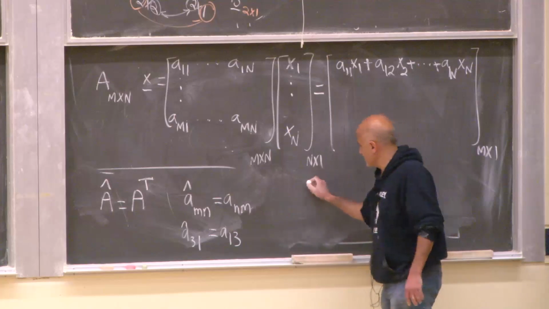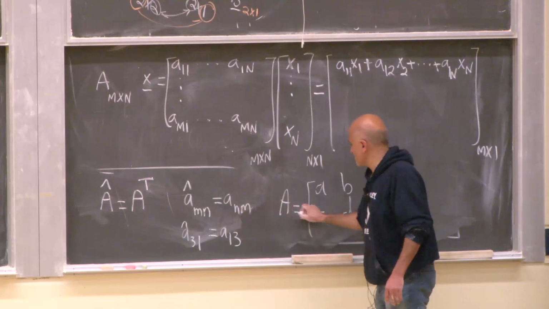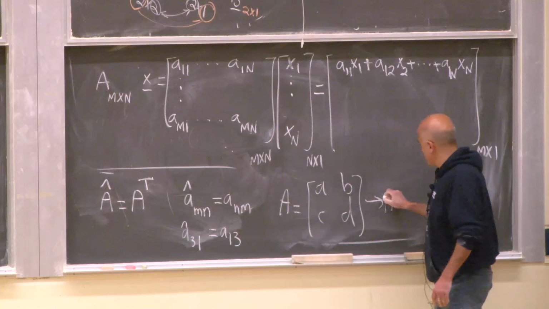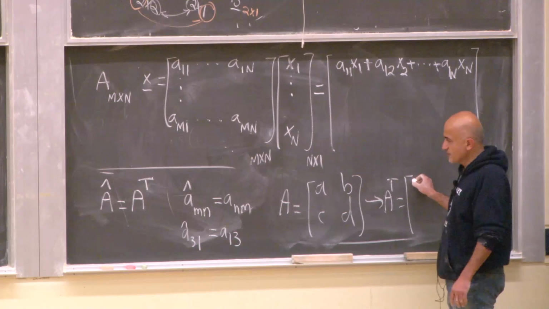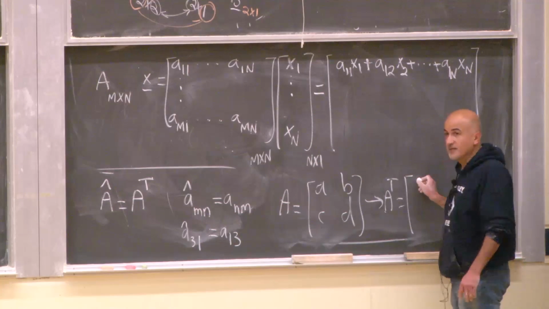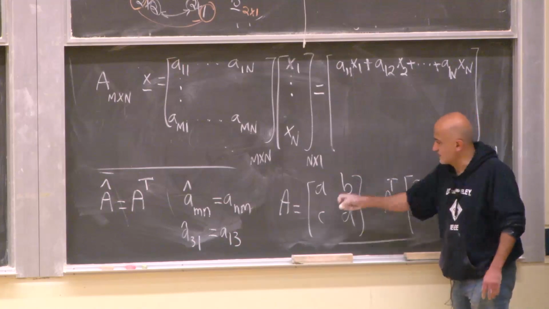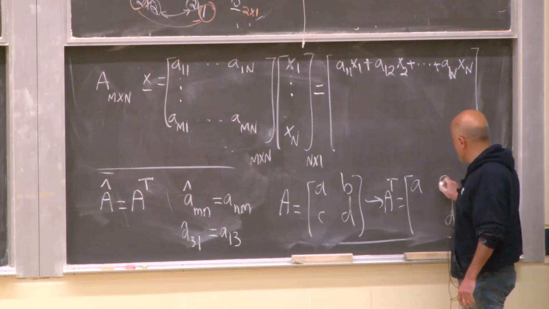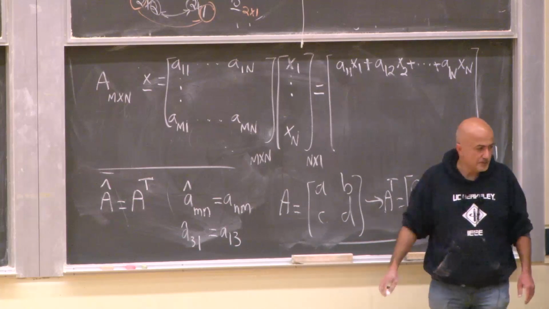Basically, if I have an A, B, C, D, if this is my matrix A, then A transpose will be what? What happens to the diagonal entries where these are equal? They stay the same. So A and D are the same. What happens to these two? They're swapped.